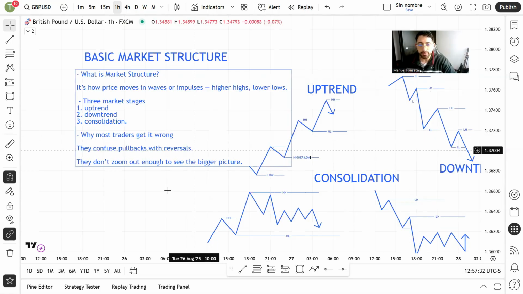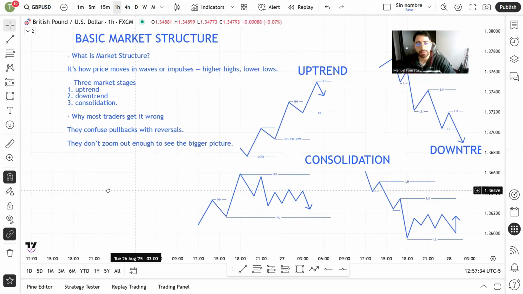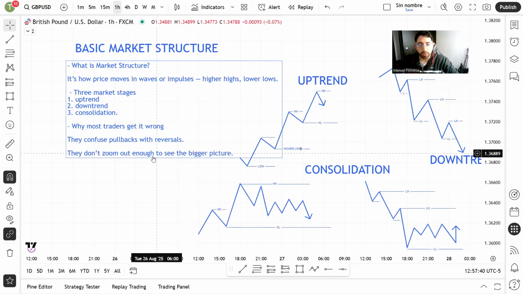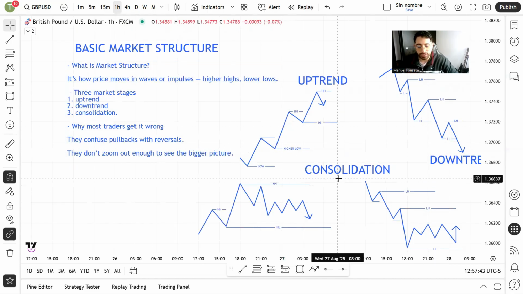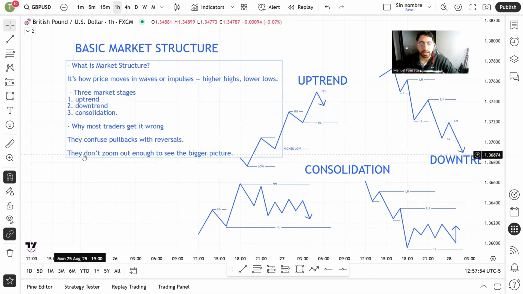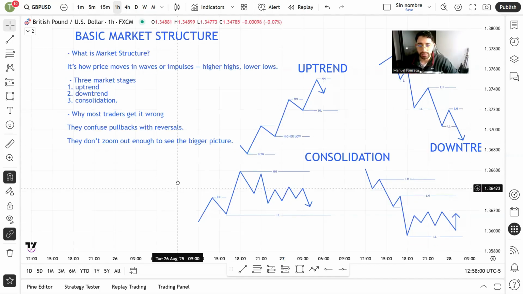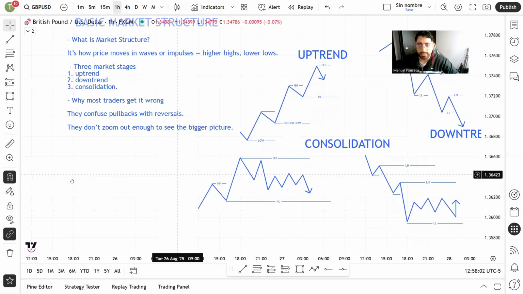Okay, so these are the main three market stages that we as traders need to recognize. Now this is a basic market structure class, and what is the next thing? Most of the traders get it wrong. Most of us at a certain moment mess it up understanding if the price is making an uptrend or a downtrend, right? And sometimes, this is the main reason, we don't zoom out enough to see the bigger picture, right? What is the meaning of that?